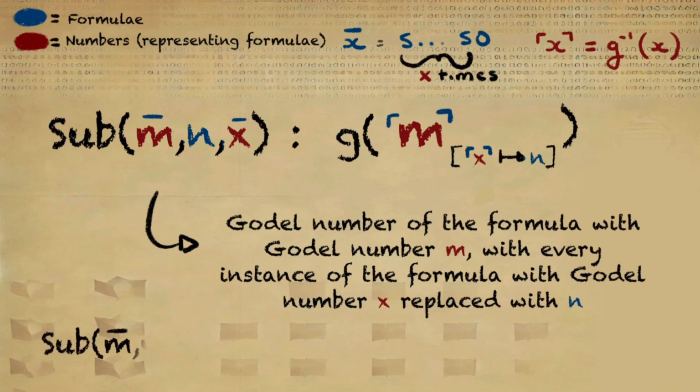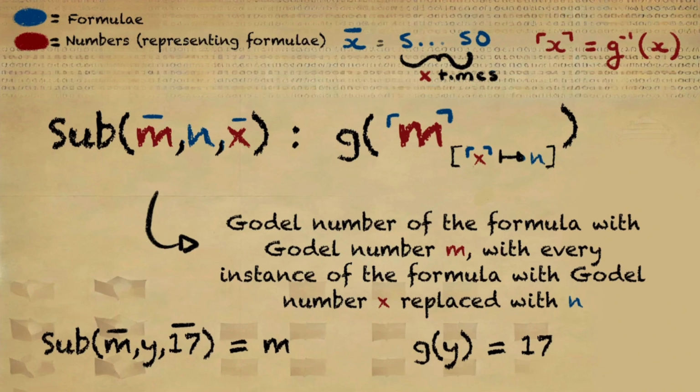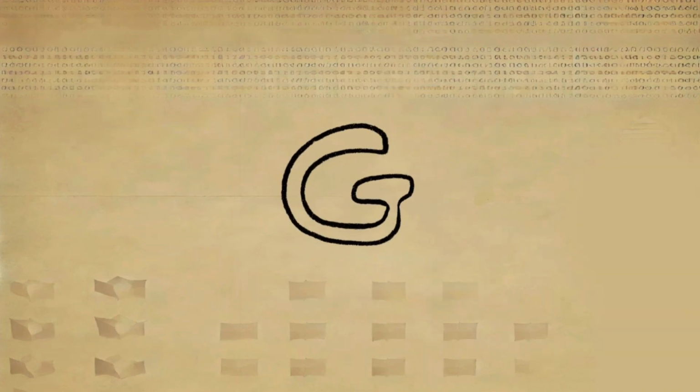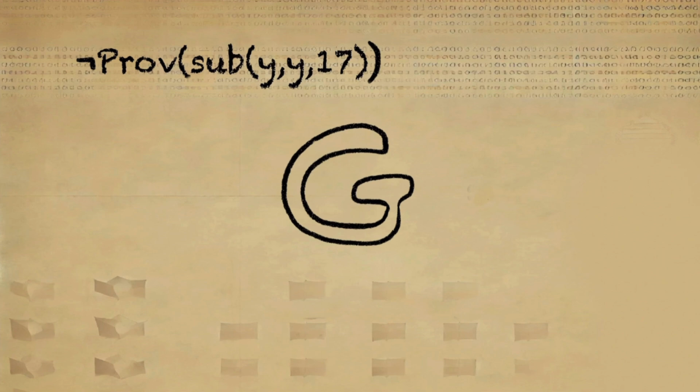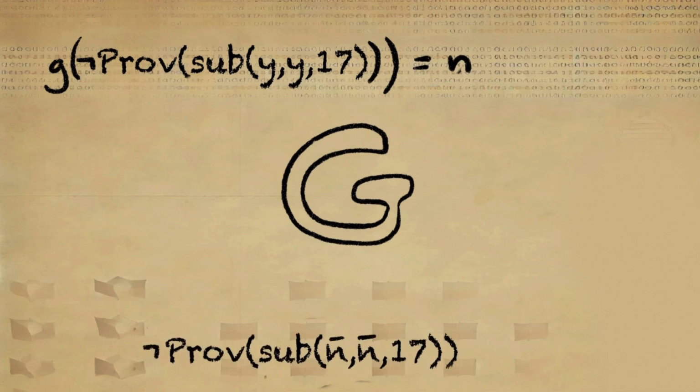So, let's say Y has Gödel number 17. Sub MY17 is the identity function because it takes the sentence with Gödel number M and replaces every Y with Y. Alright, we've got all the tools to make G now, the magical self-referential statement. Take the sentence, not prove sub YY17. Don't try to understand what it means yet, it doesn't matter. Just know that because it's going to be represented by a string of symbols, it's going to have a Gödel number, which is also huge. Let's call this number n. Now, take not provable sub NN17.